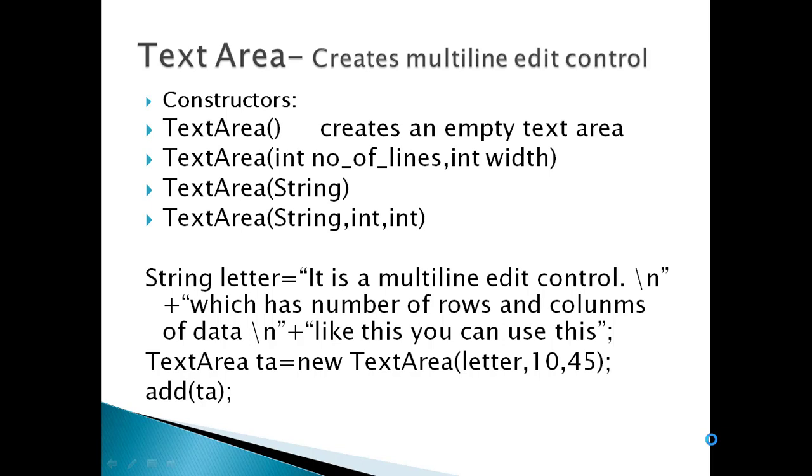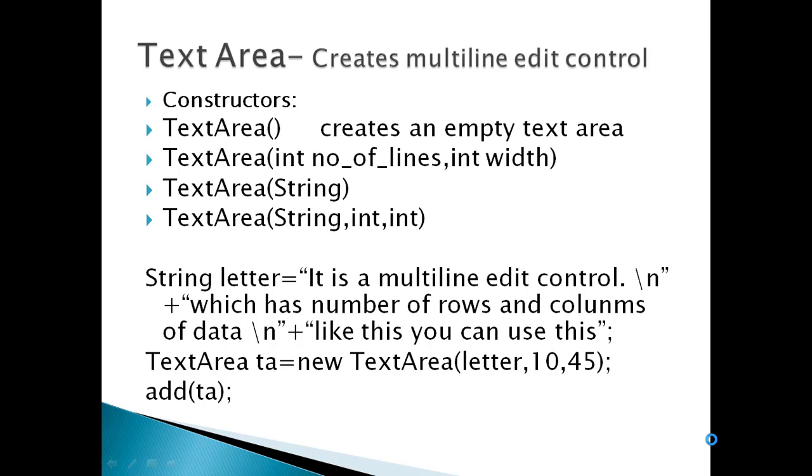Consider one simple example of the use of the text area. First of all, we need some data, and that data I have taken in the String letter variable. The String letter variable contains "it is a multi-line edit control", new line, plus "which has number of rows and columns of data", new line, where plus means concatenation. Like this you can use multi-line, multi-column data.